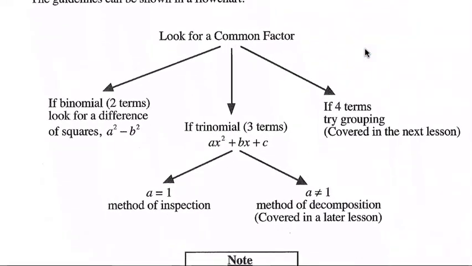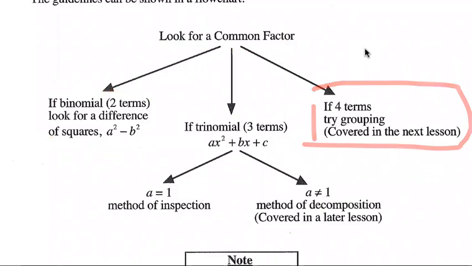Basically, this is your flowchart or tree. First, you're going to look for a greatest common factor. If there's a greatest common factor, you're going to take it out. If there's a binomial, maybe it's difference of squares. If it's a 4-term polynomial, maybe you can factor by grouping.